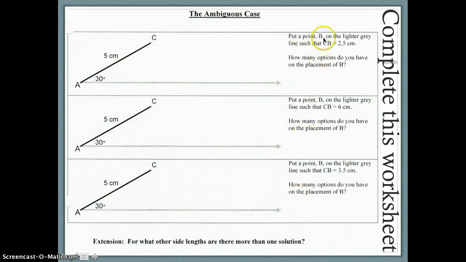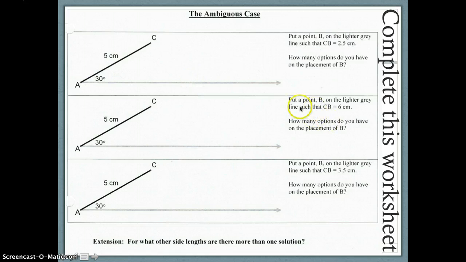First one asks us to put a point B on the lighter gray line such that from C to B is 2.5 centimeters. So I want you to actually measure it out. There are some rulers in the cupboard at the front of the room if you want to pause this video and go grab those rulers. Okay, so this line is going to go from C to this gray line, a point on that line which we're going to call B, and we want that line to be 2.5 centimeters. So take a sec right now, take this point, connect it to the gray line, but make sure that the line that you create is only 2.5 centimeters long.